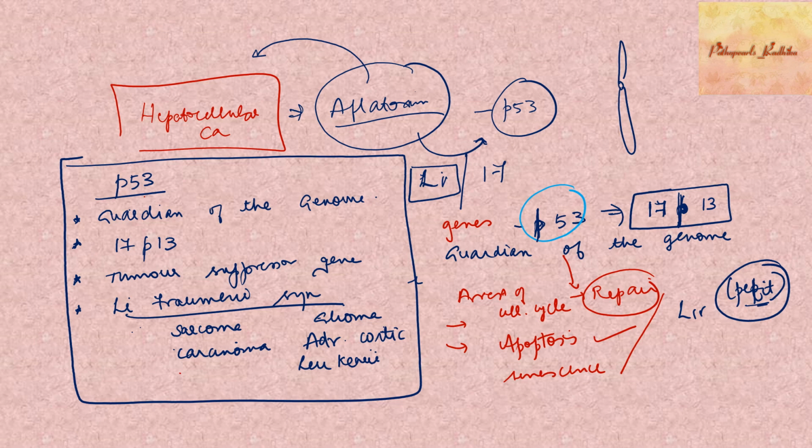Okay, so Li-Fraumeni syndrome is very important. You can develop carcinoma, sarcoma, glioma, leukemia, and adrenal cortical tumors. For example, a chemical which can cause carcinoma is aflatoxin, which is implicated in hepatocellular carcinoma and can cause p53 mutation.